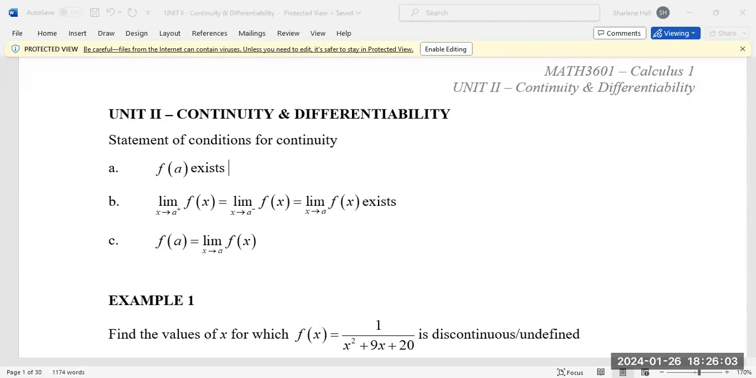So look at those 3 conditions for me. I'll give you about 5 minutes to just read through and read it over. I'll come and explain, and then we'll start moving into some calculations. Thank you.